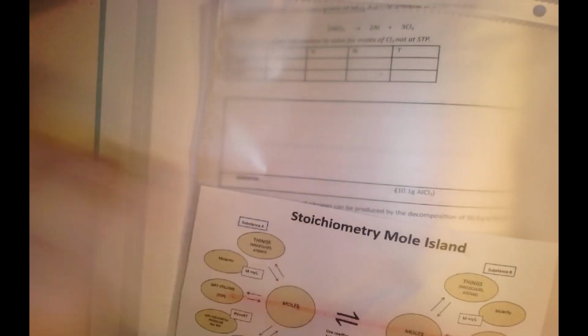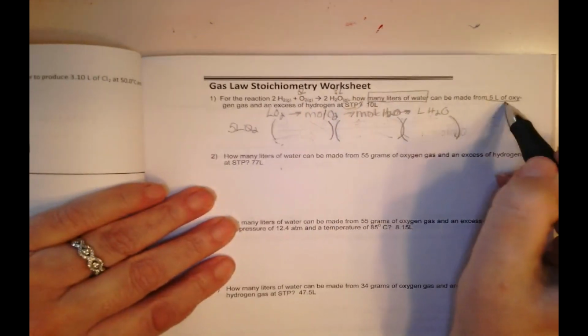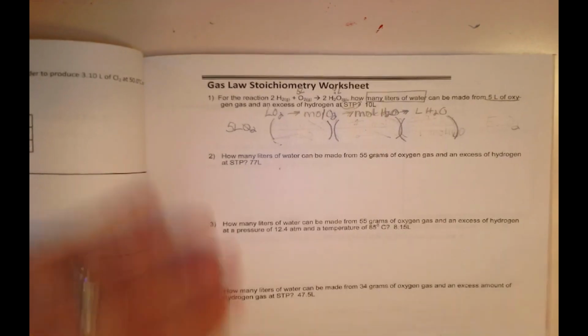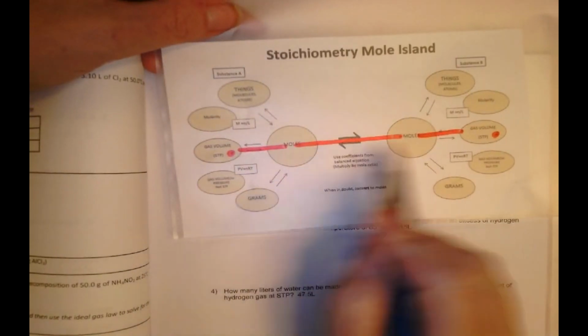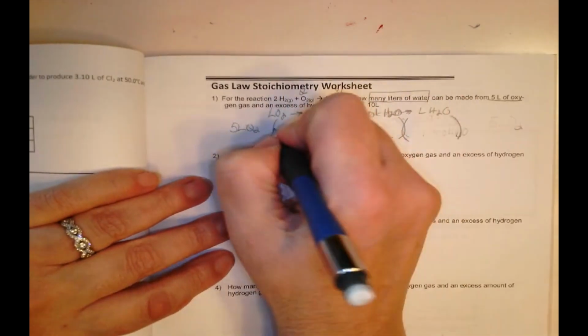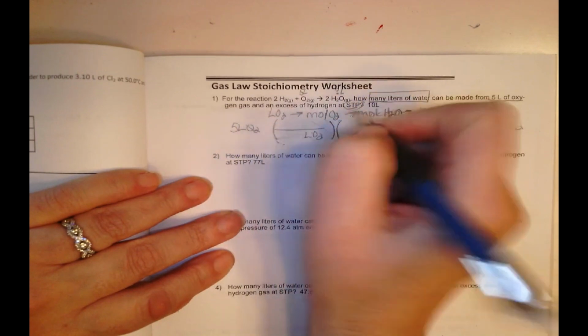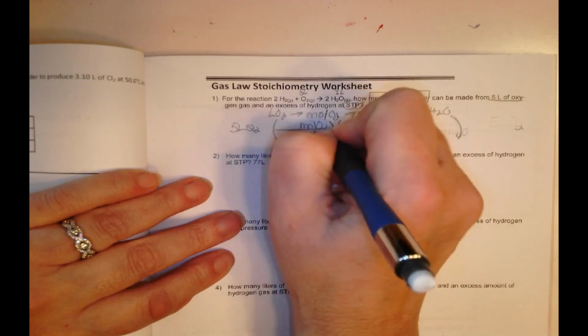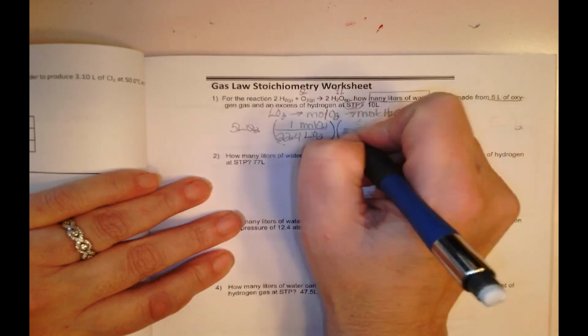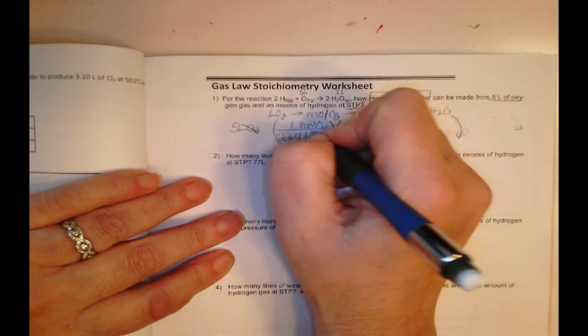Okay, the first thing to know is that we're going to start with our given, which is 5 liters of oxygen, and I need to do 1, 2, 3 conversions because I went to 1, 2, 3 different islands. So we start with 5 liters of oxygen. I don't want liters of oxygen. I want to go to moles of oxygen. And for every 1 mole of oxygen, there is 22.4 liters at standard temperature and pressure. Okay, so I'm off liters of oxygen island.